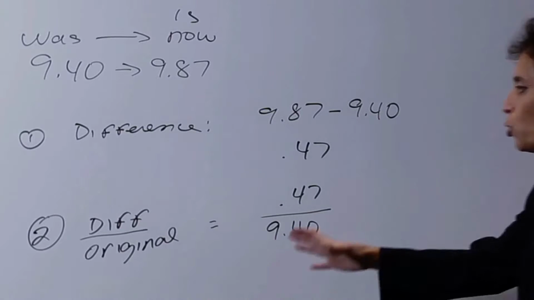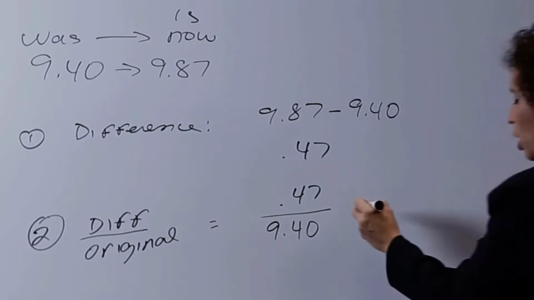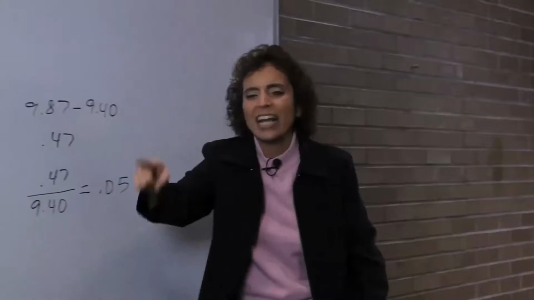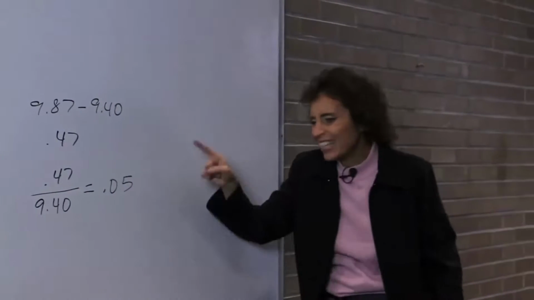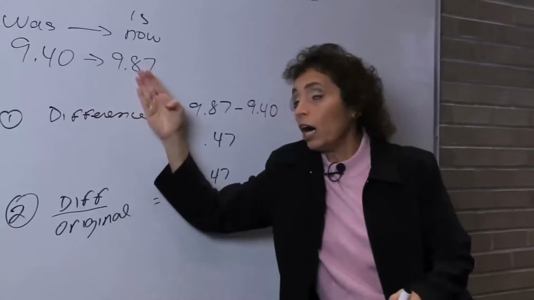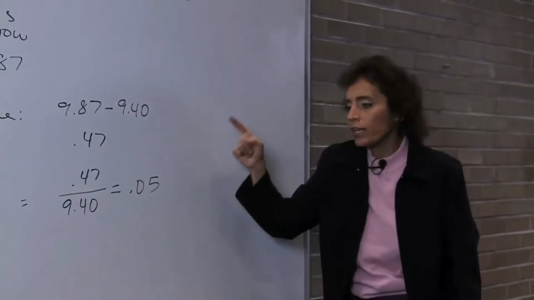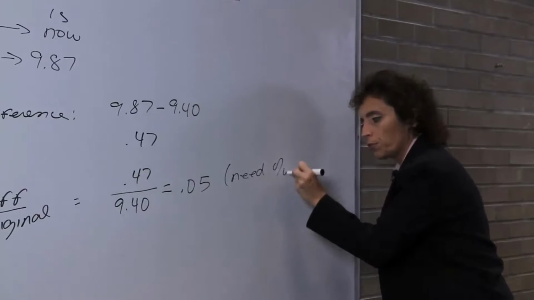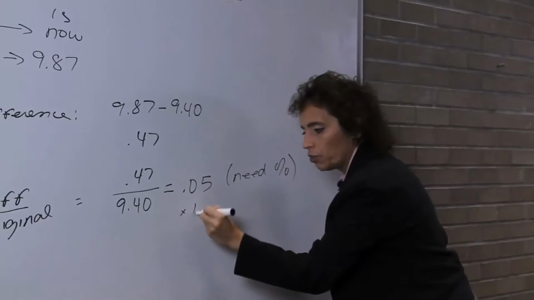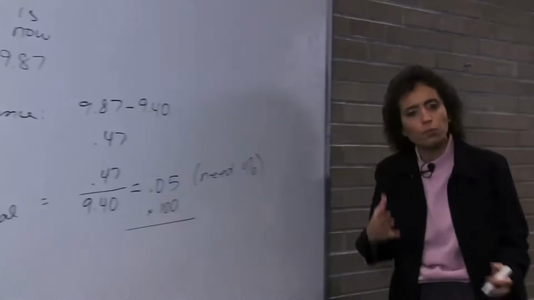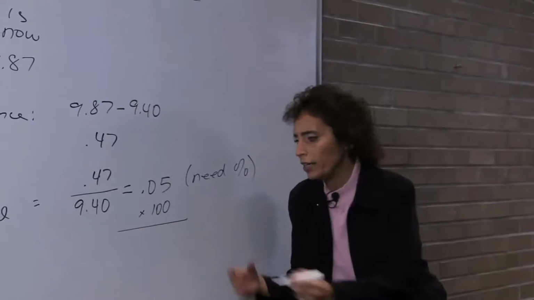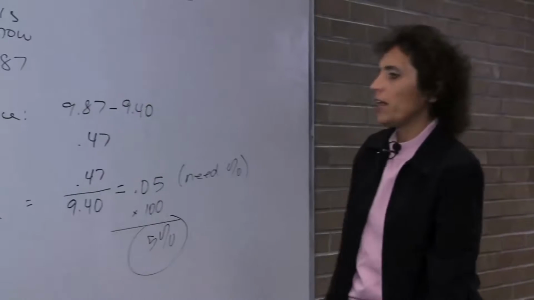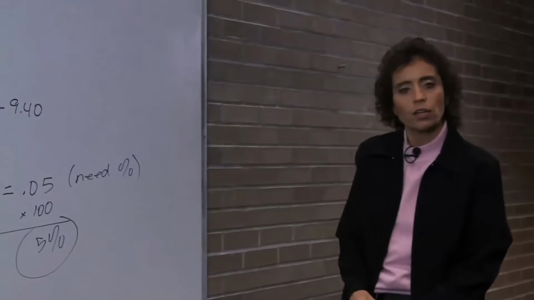Okay, by now we know how to divide. When we actually do this division, we get 0.05. But now we want the percent increase, and of course it's an increase because his salary went up. The percent increase, we need the percent. We need to multiply it by 100. Remember, multiplying by 100 moves the decimal 2 places to the right. So we get 5%. And that's his percent increase.